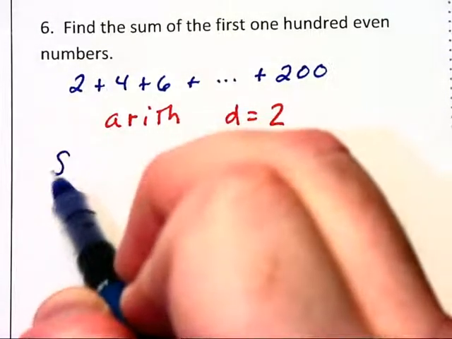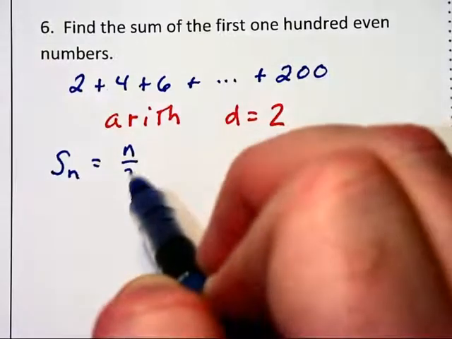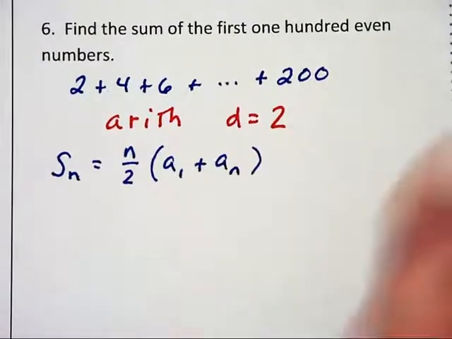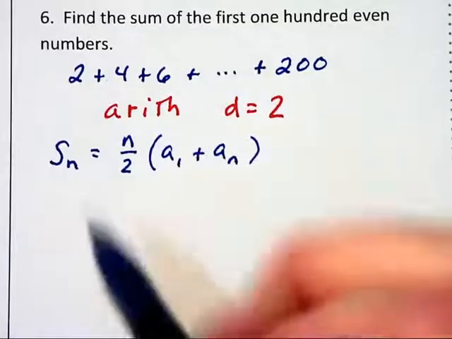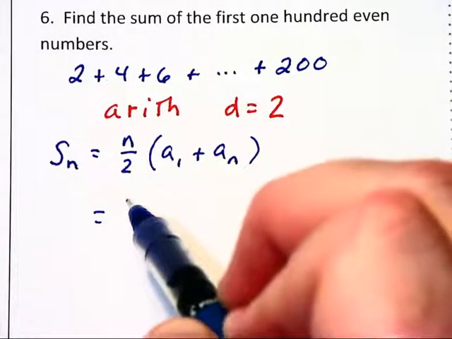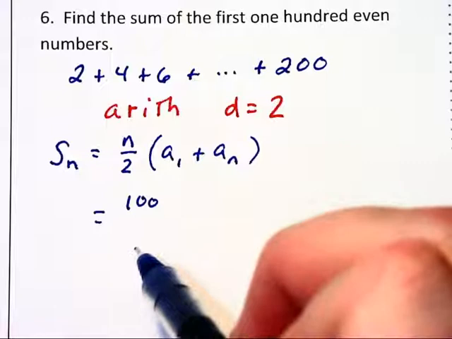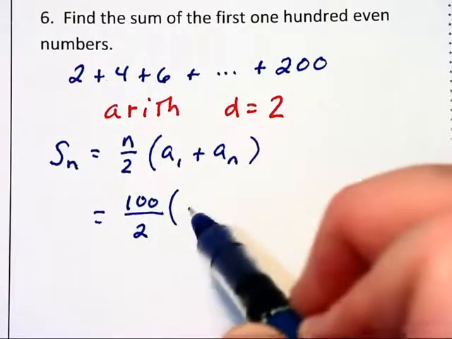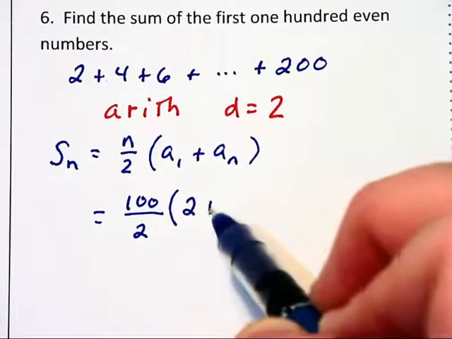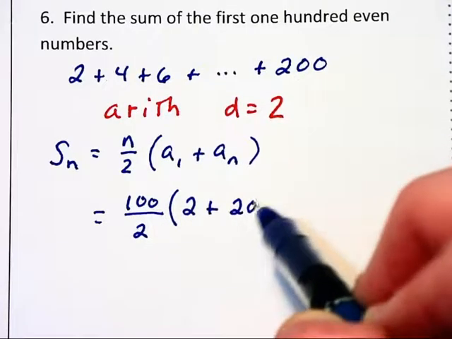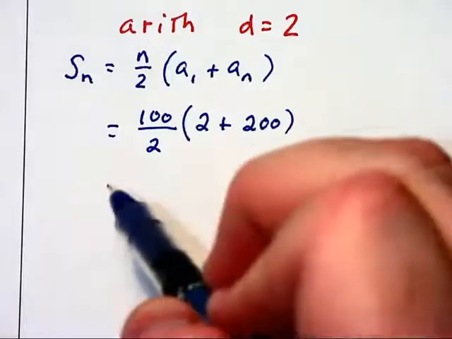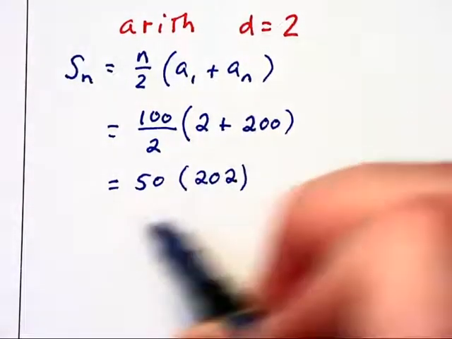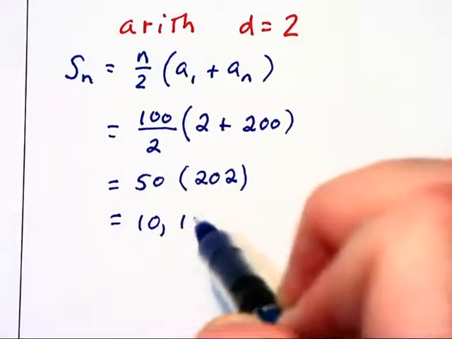So our sum will be n over 2 times a sub 1 plus a sub n. We're trying to find this sum. It will be 100, that is n, there are 100 numbers there, divided by 2, times first term 2 plus nth term 200. Multiplying this out, we get 50 times 202, which is 10,100.